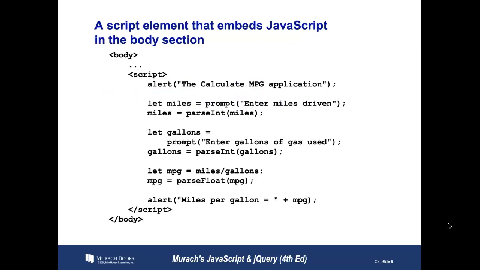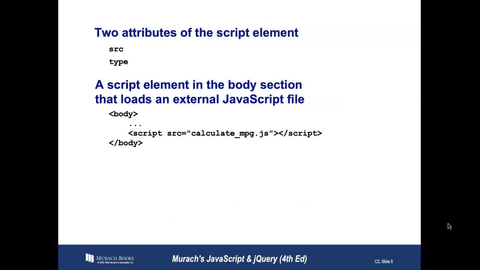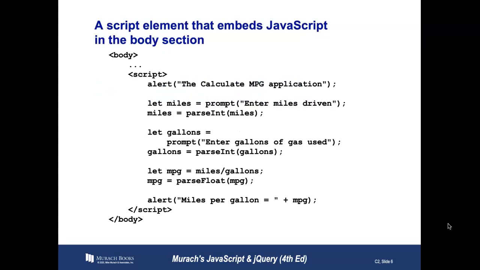And we'll be doing a miles per gallon application today. So this is an example of where the previous slide outsources an external JS, this one right here embeds it right into the body section. And there's no functions here, it's just statements. Alert the calculate MPG application. This would create a little pop-up alert box that says that same message.